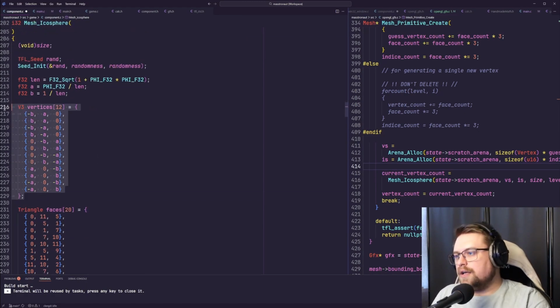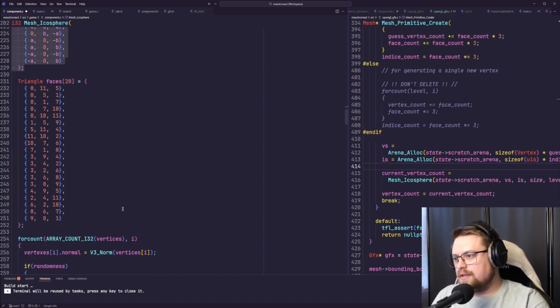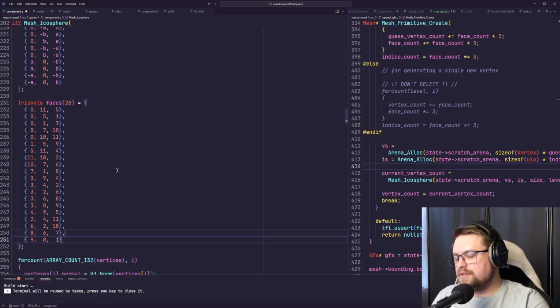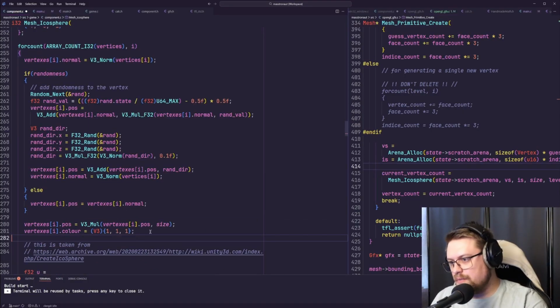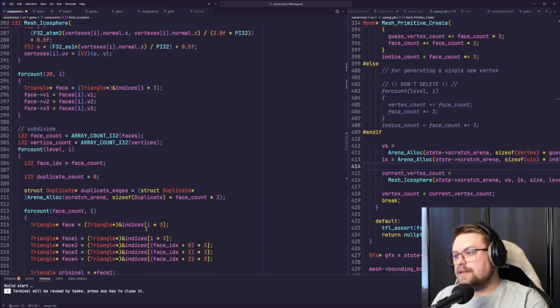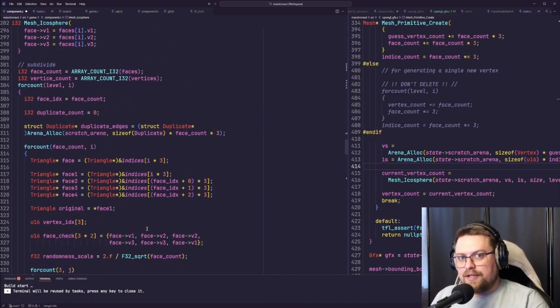So we are hard coding an icosahedron, and we are doing that with these values. In addition to the vertex position, we're also generating a color, a normal, and a UV. And then later on, we are subdividing each face a number of times. And we can subdivide it as many times as we want.